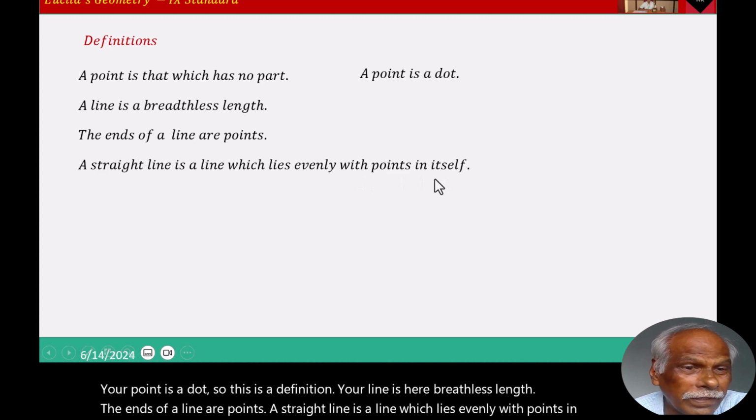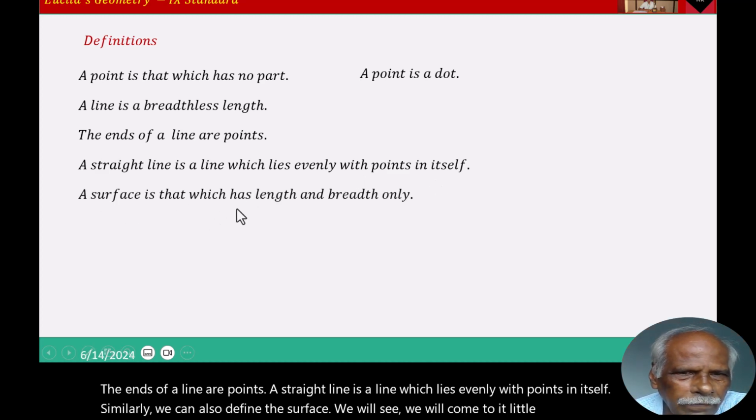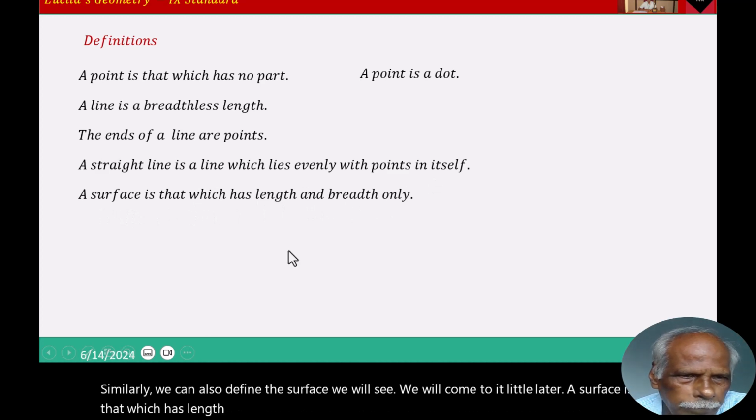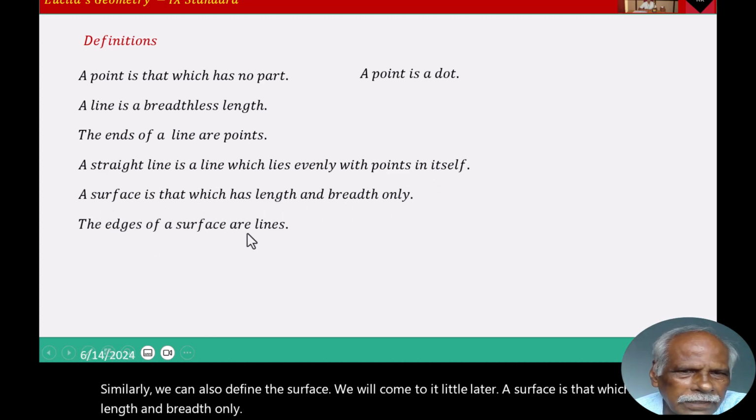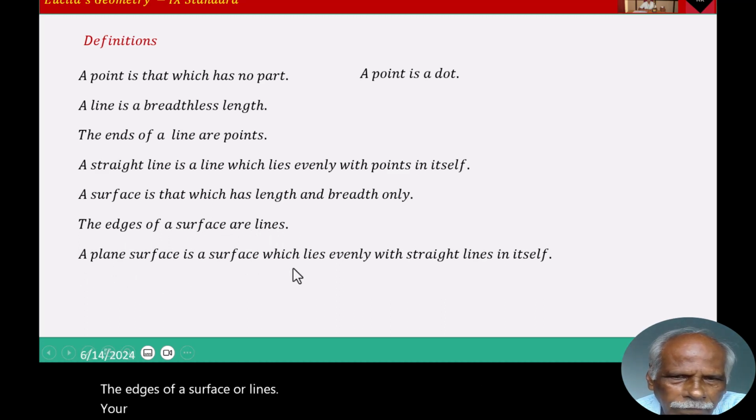Similarly, we can also define the surface. We'll come to it a little later. A surface is that which has length and breadth only. The edges of a surface are lines. A plane surface is a surface which lies evenly with straight lines in itself.